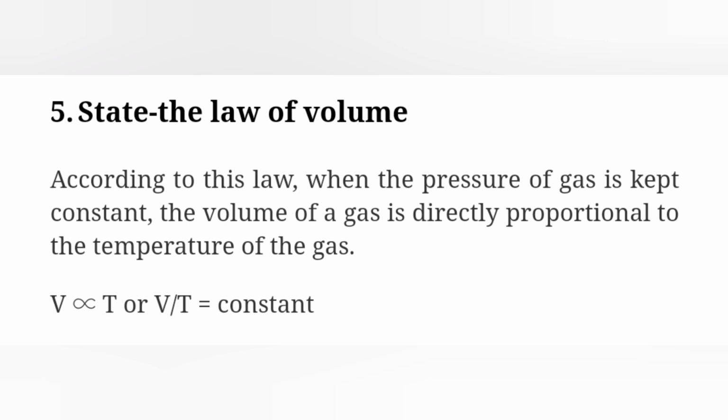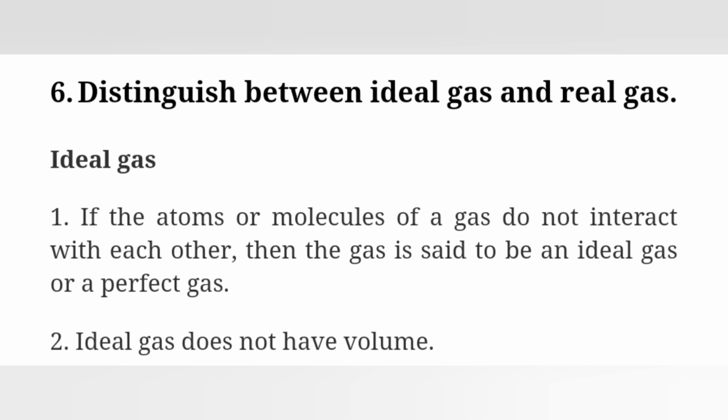Fifth question, state the law of volume. According to this law, when the pressure of a gas is kept constant, the volume of a gas is directly proportional to the temperature of the gas. Sixth question, distinguish between ideal gas and real gas. First one, ideal gas. First point, if the atoms or molecules of a gas do not interact with each other, then the gas is said to be an ideal gas or a perfect gas. Second point, ideal gas does not have volume.